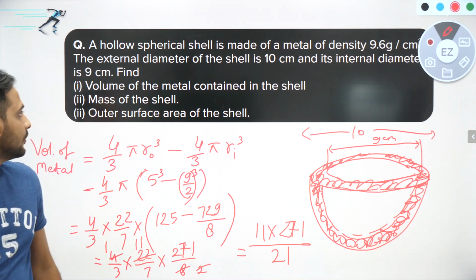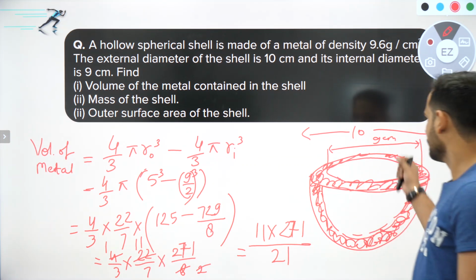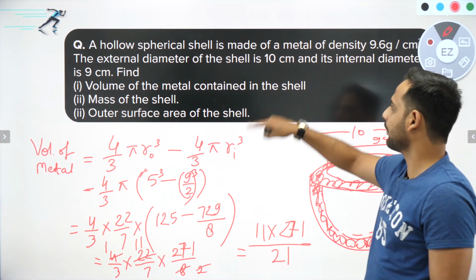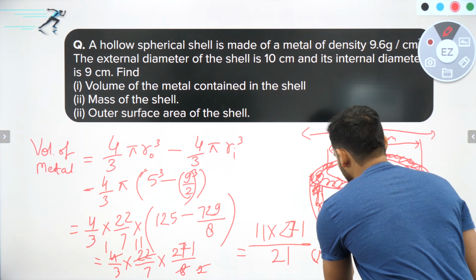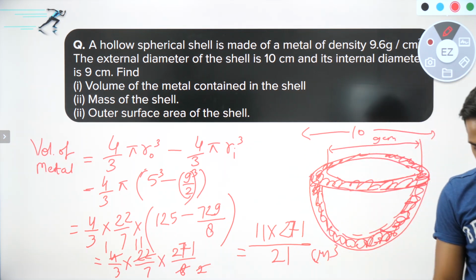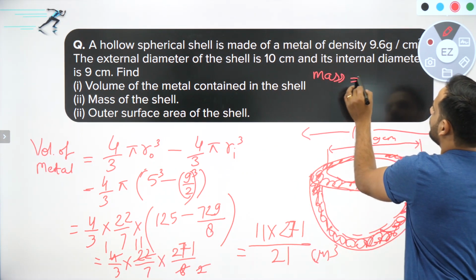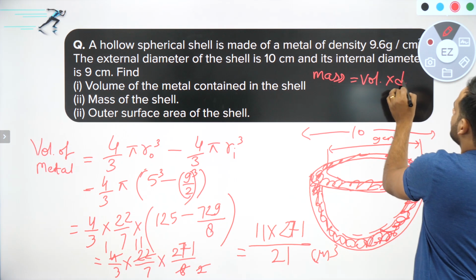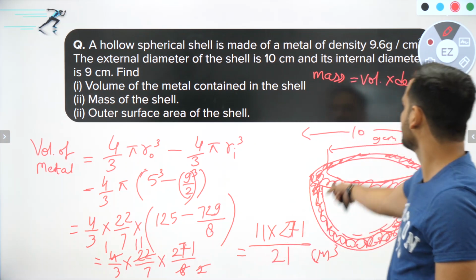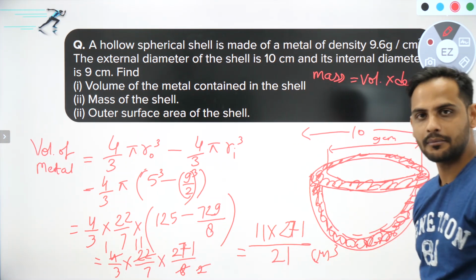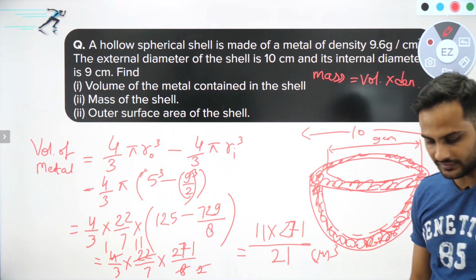Now the second part, mass of the shell. Volume will be required to get the mass, and this volume is in centimeter cube. If the volume is given and they give you density, there is a relation: mass is equal to volume into density. Volume we have got, and density is given as 6 gram per centimeter cube, so you will get your mass in grams.